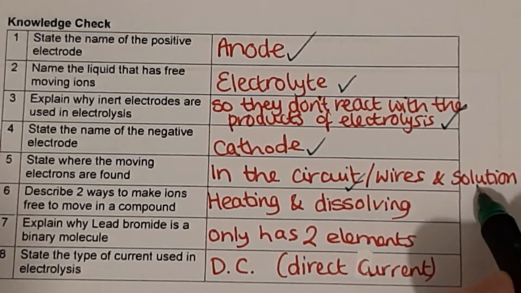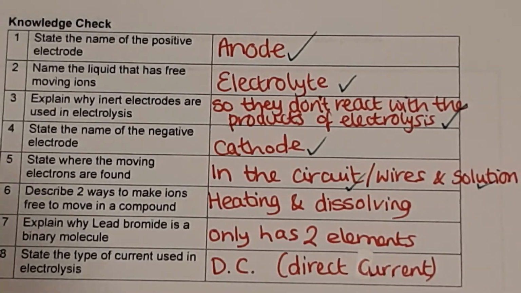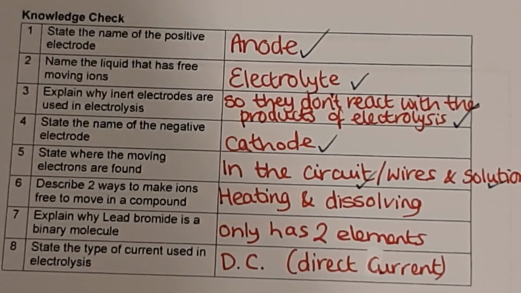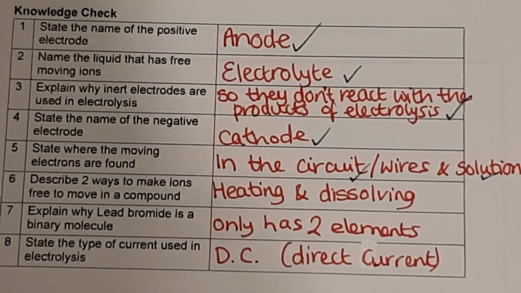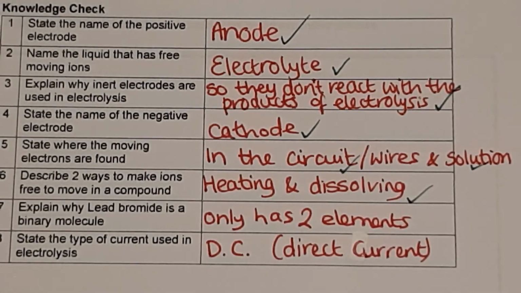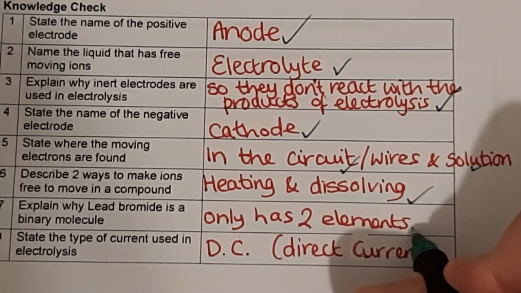Either would be fine, just 1 mark there. Question 6, describe 2 ways to make ions free to move in a compound. So heating and dissolving. You'll need both for the mark there. Question 7, explain why lead bromide is a binary molecule, and that's because it only has 2 elements.